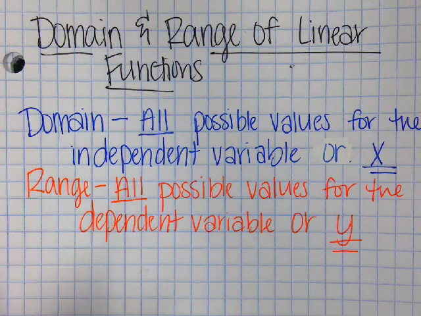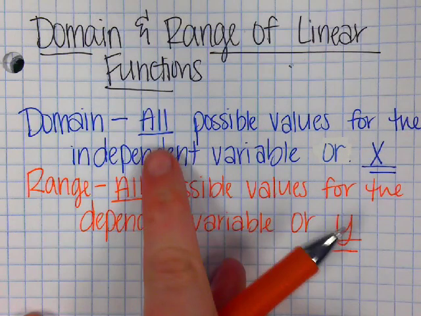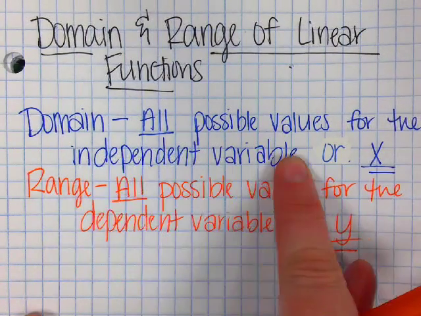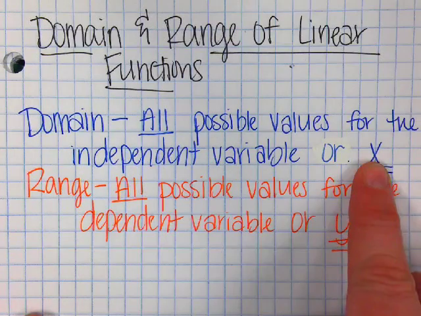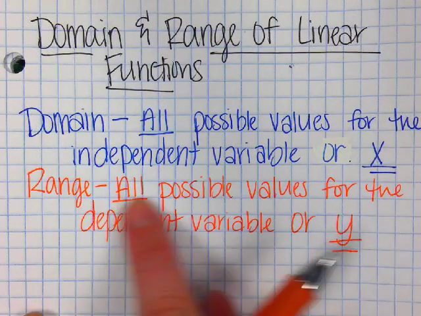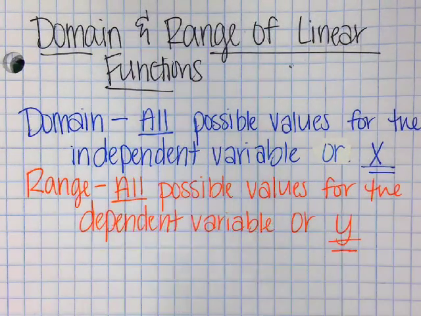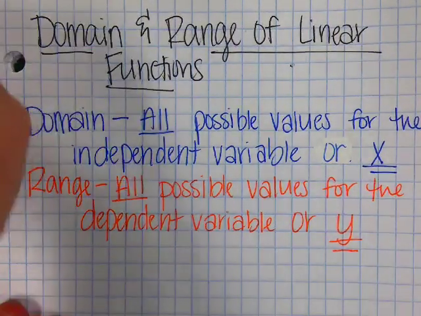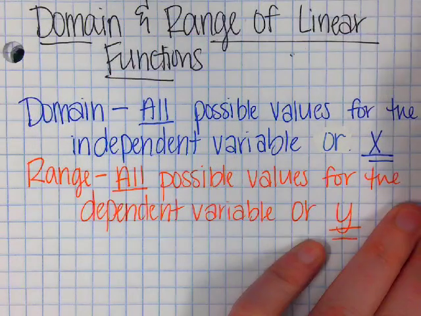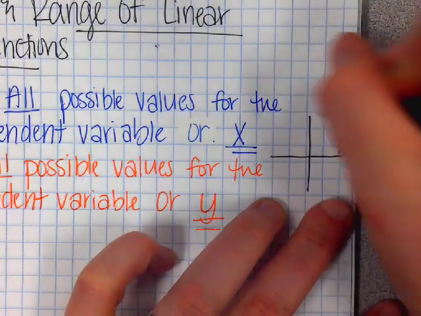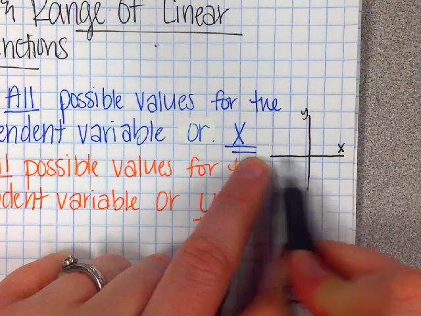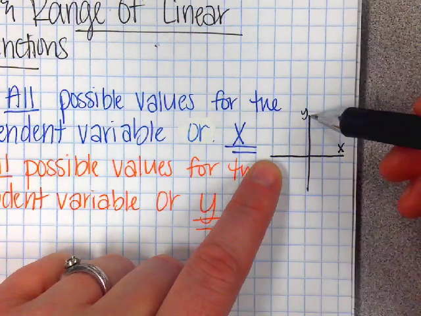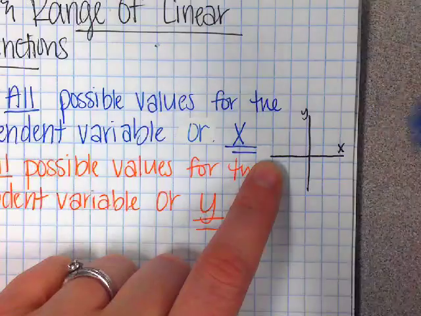So domain and range. Domain is all possible values for the independent variable, or the x values. Remember, independent is x, dependent is y. So range is all possible values for the dependent, or y. The easiest way I know to remember, if you're thinking about the x and y axis, domain are the values for the x-axis, and range is for the y.